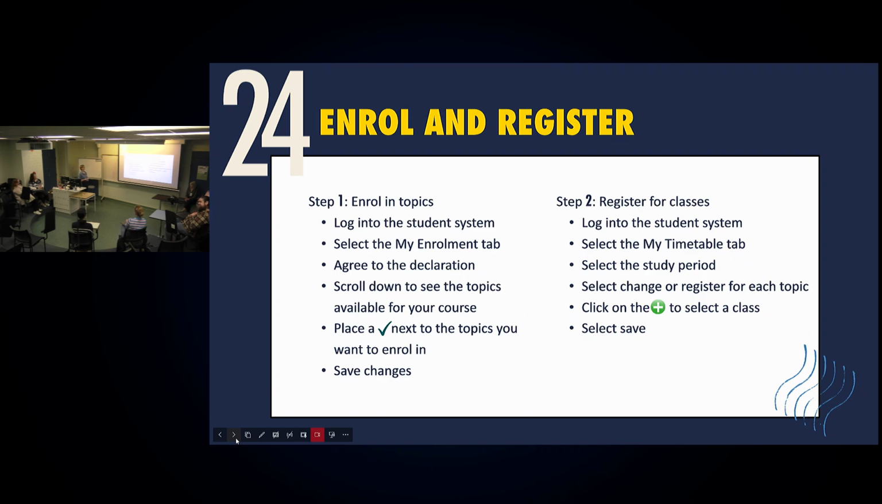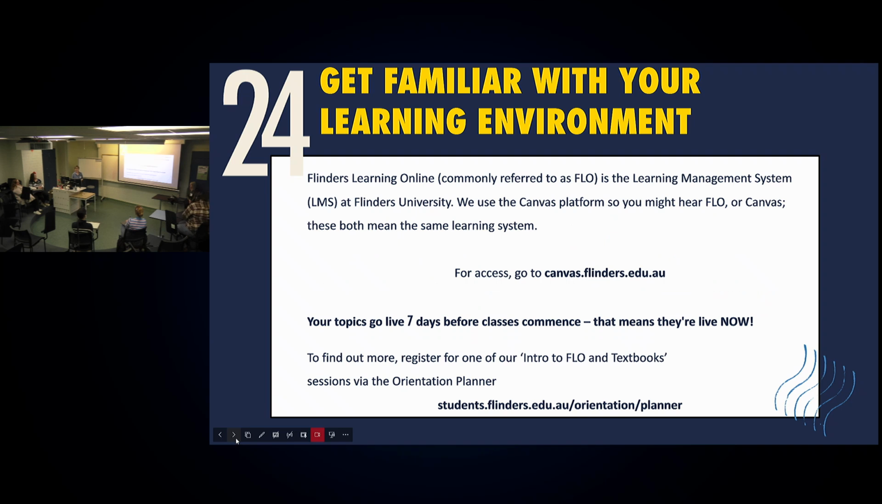Okay, here are the instructions about enrolling and registering in topics and classes. So you need to log into the student system and select the My Enrolment tab. You agree or check the declaration checkbox, scroll down to the topics that are available for you, and then select the topics that you want to enrol in, and don't forget to save the changes. Sometimes if it's a large topic, you may need to register in classes, and again you can do that through the student system as well.